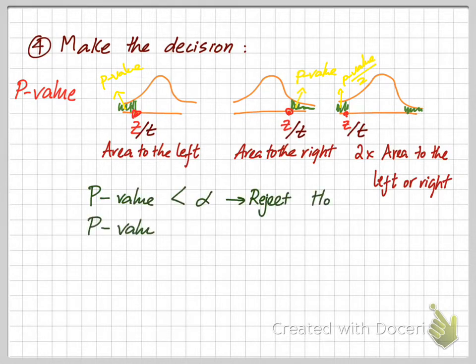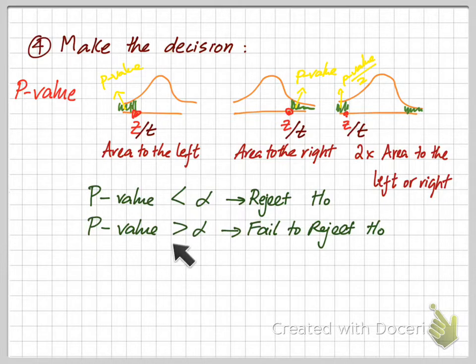So once you find the p-value, you can use this rule to make your decision. If the p-value is less than alpha, which is the level of significance, then you reject the null hypothesis. And if the p-value is greater than alpha, then you fail to reject the null hypothesis. The saying goes that if p is too low, then the null has to go. That implies if the p-value is too small, smaller than alpha, then we have to reject the null hypothesis.